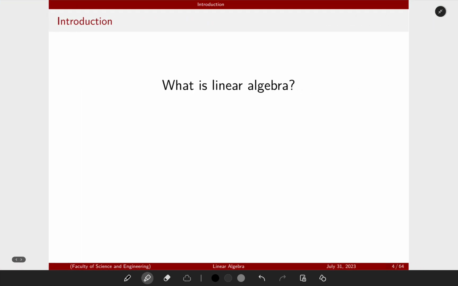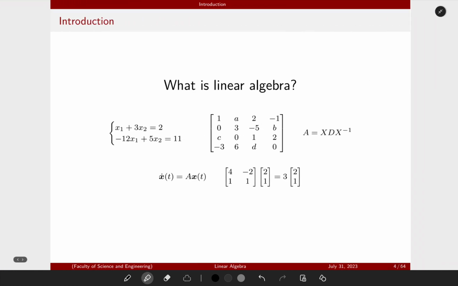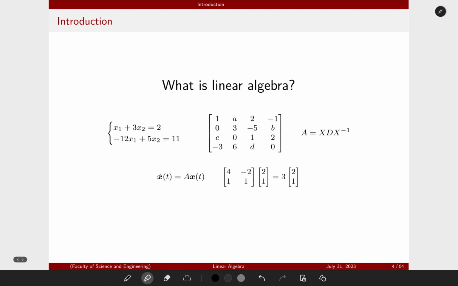So, what is linear algebra? Well, there are many answers to this question, but for us today, linear algebra is the study of all of these things here. We study first linear systems, and from that we go to matrices and we look at properties of matrices. This matrix, for example, is diagonalized. Then we have linear differential equations, which we can describe using matrix theory. And we look at, for example, in this case, here we have a matrix with its eigenvector with eigenvalue 3, which we will see later on.